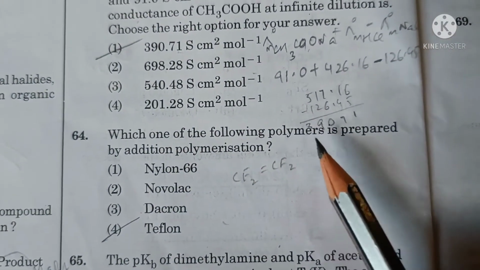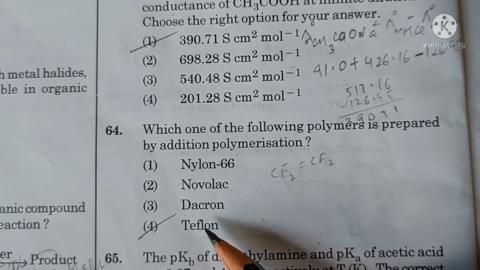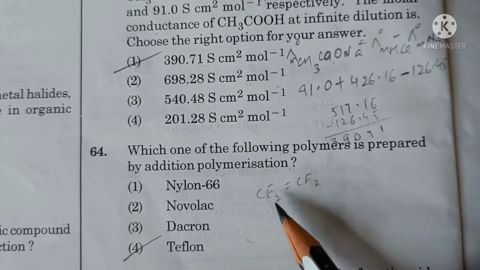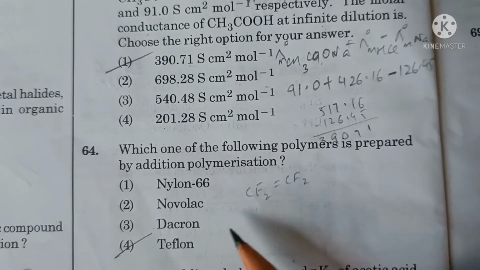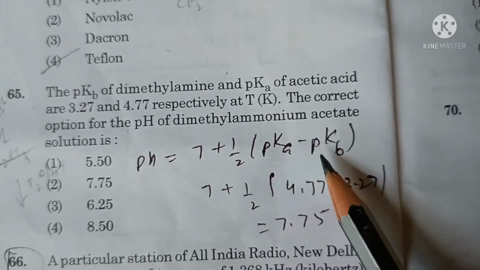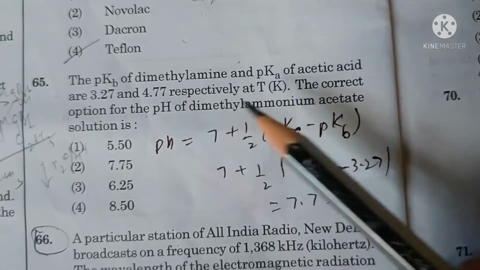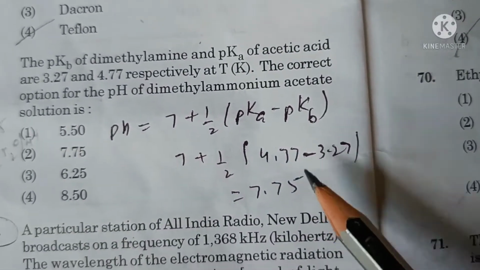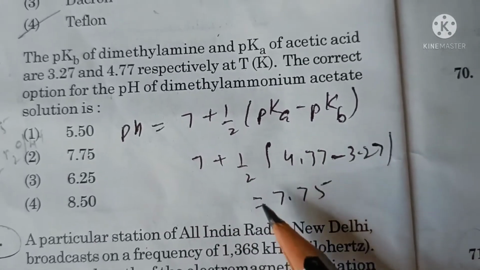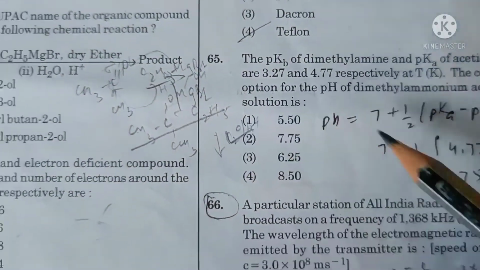Which one of the following polymers is prepared by addition polymerization? Among these, Teflon is formed from tetrafluoroethylene. So this is an addition polymer. We have the formula pH is equal to 7 plus half of pKa minus pKb. As pKa is 4.7 and pKb is 3.27, on subtracting and then adding, we get 7.75. So option 2 is the correct answer.